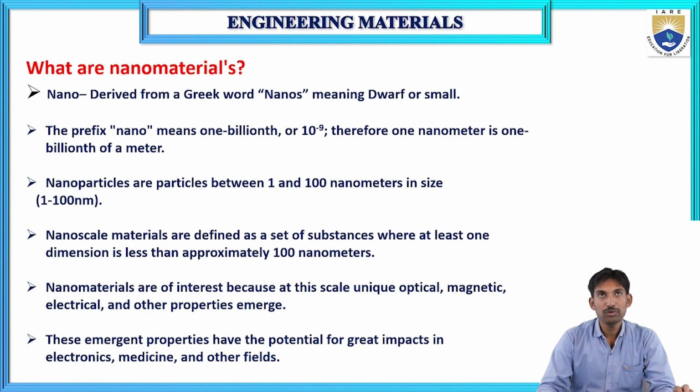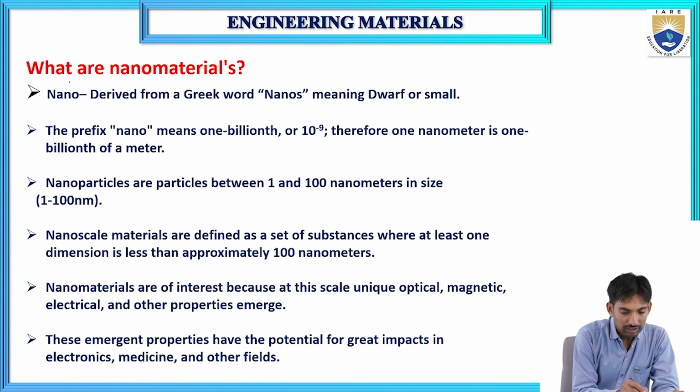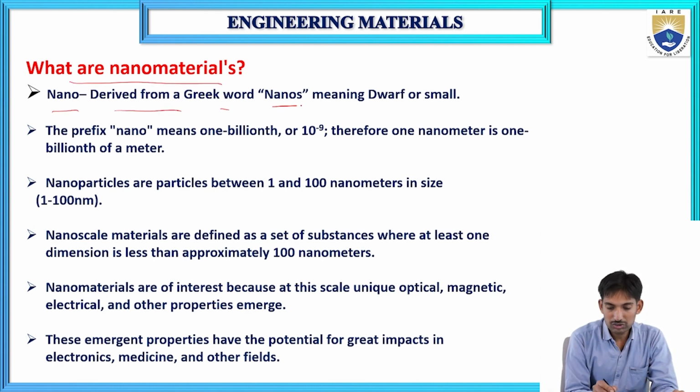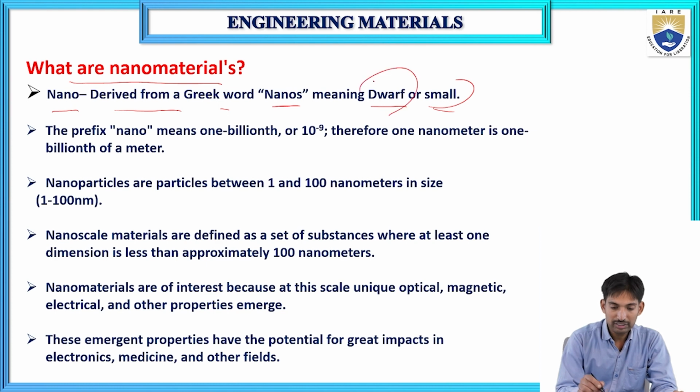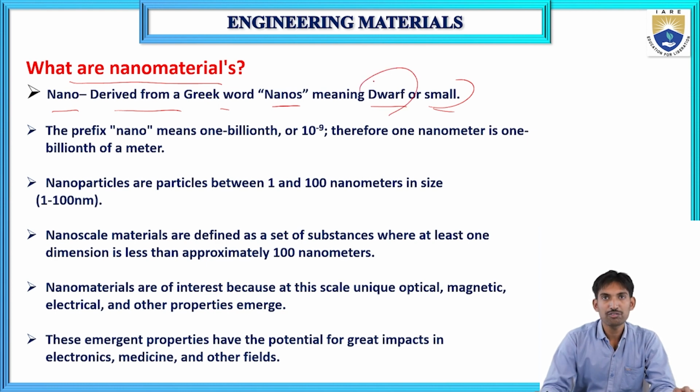First, we should know about nanomaterials. What are nanomaterials? Nano is derived from a Greek word, nanos, meaning dwarf or small. Nano means small or dwarf in Greek.